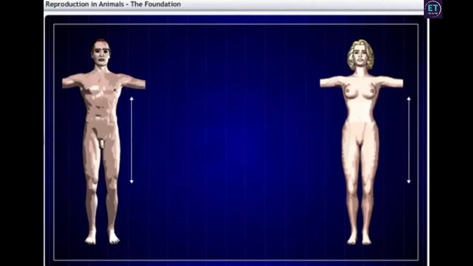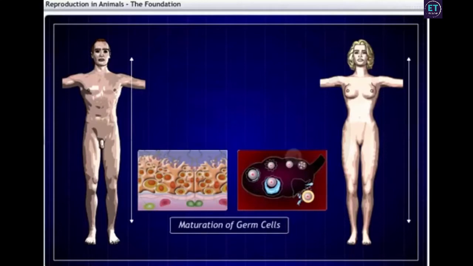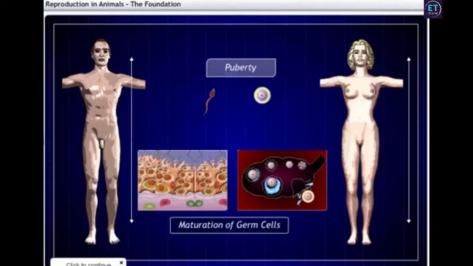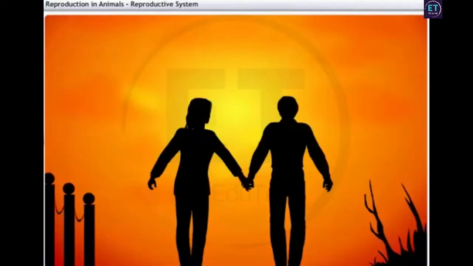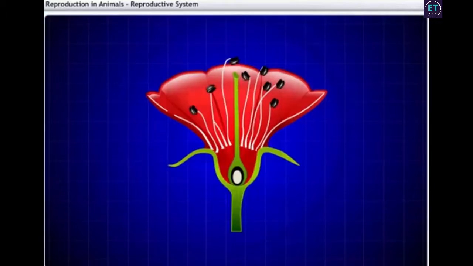During the teenage phase, the growth in the body of the boy and the girl slows down. In the adolescent phase, the reproductive tissues begin to mature. This period in boys and girls is called puberty. During this phase of puberty, sexual reproduction in humans is possible.